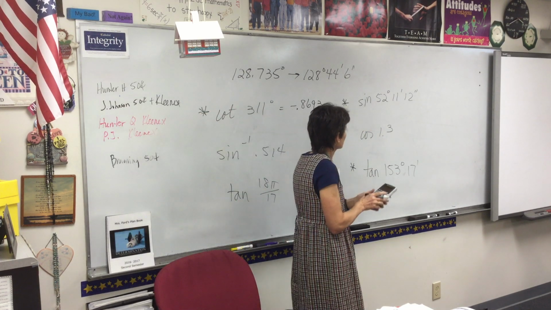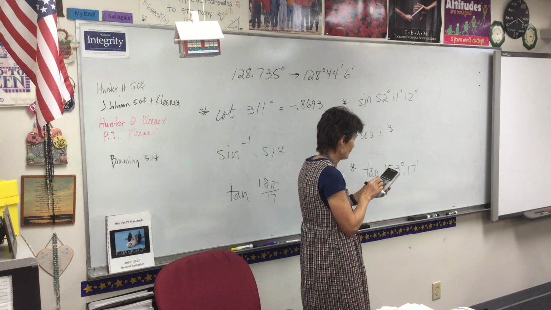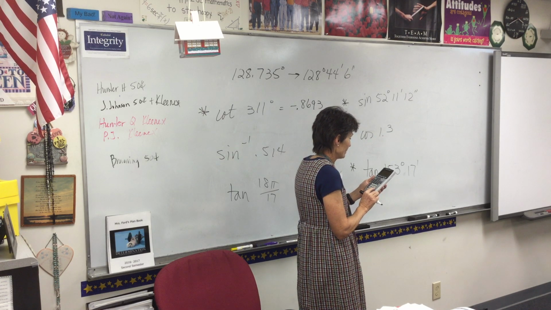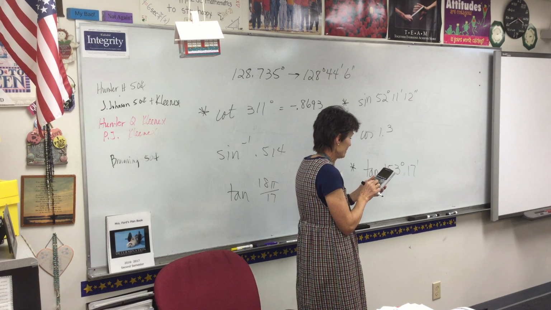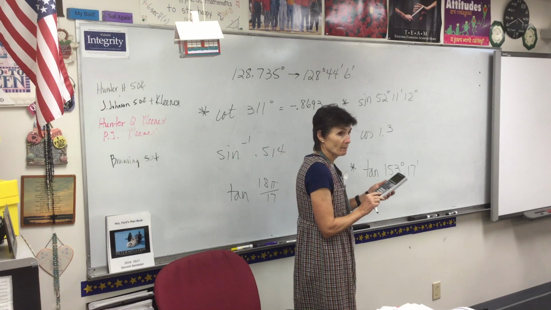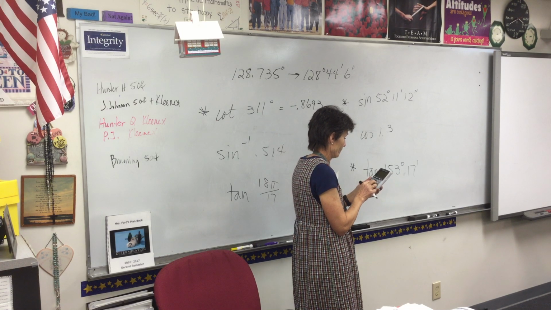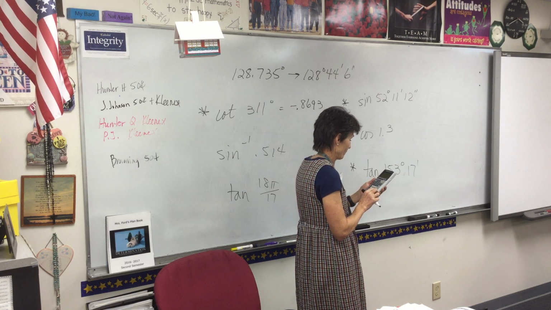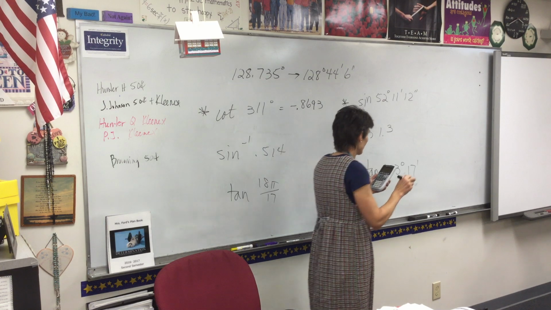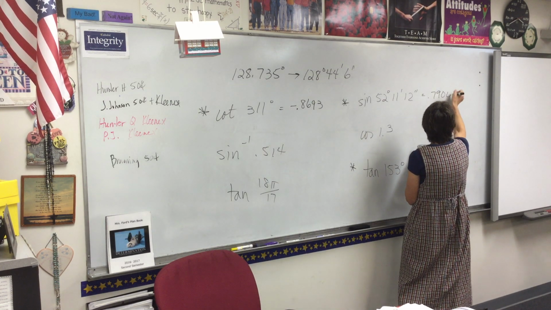Now I need to type this in, so I got to remember how to get all those things. So sine 52. Remember how to get your degree mark. 11. Remember how to get your minute mark. And your second mark. Did you get 0.7900? Yes.